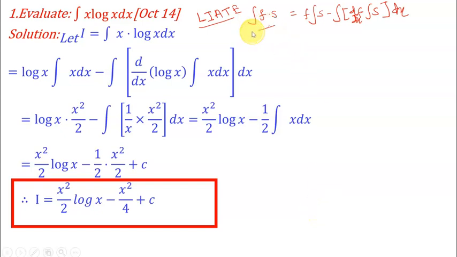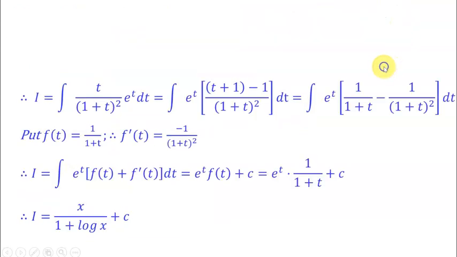First remember this. What is the formula for integration by parts? Suppose this is the first function and this is the second. And what is the formula for the integration by parts? First function into integral of the second minus integral in square bracket derivative of the first function into integral of the second function, bracket complete, into dx.